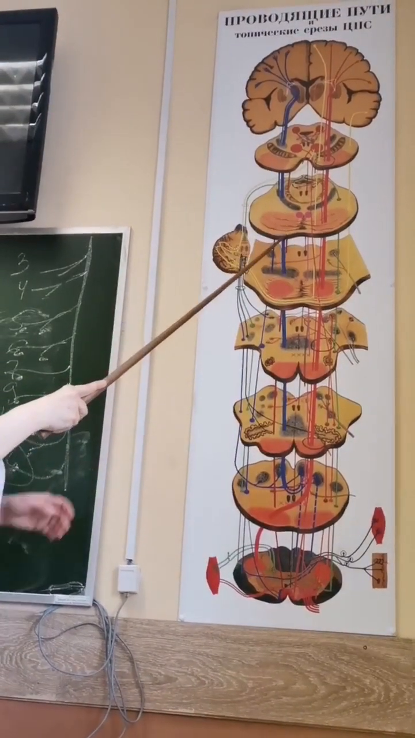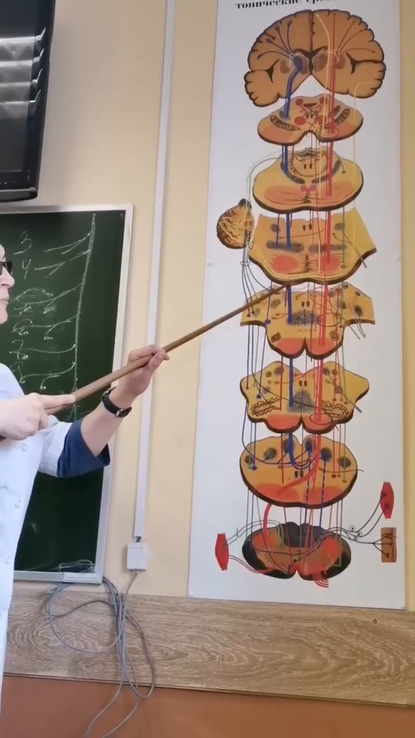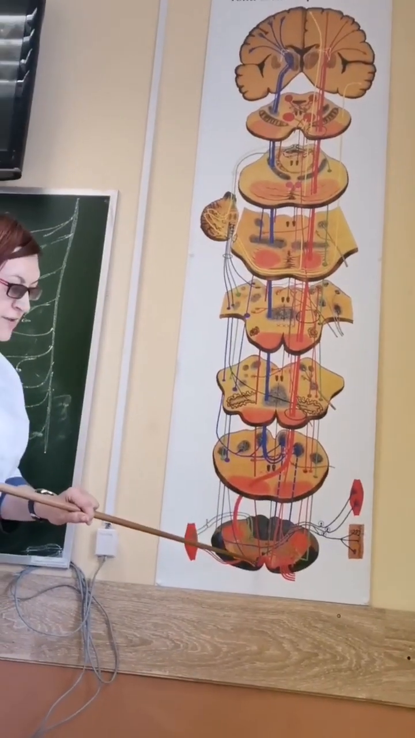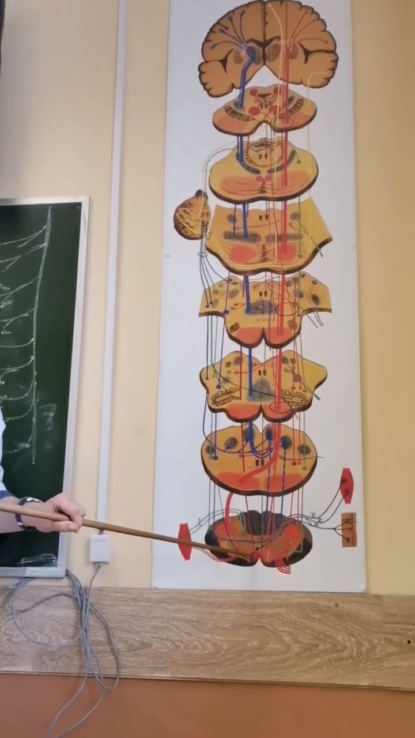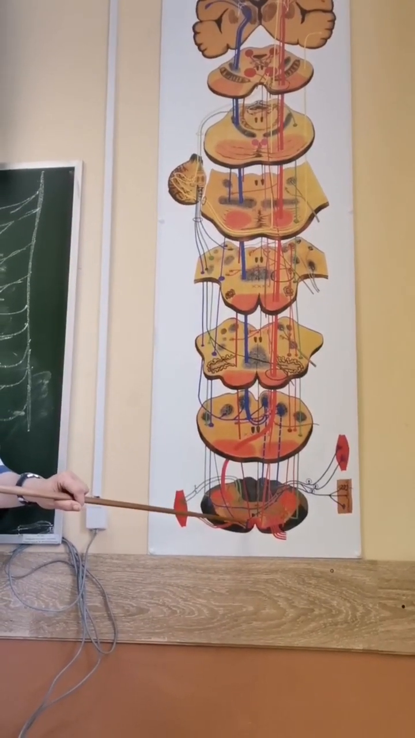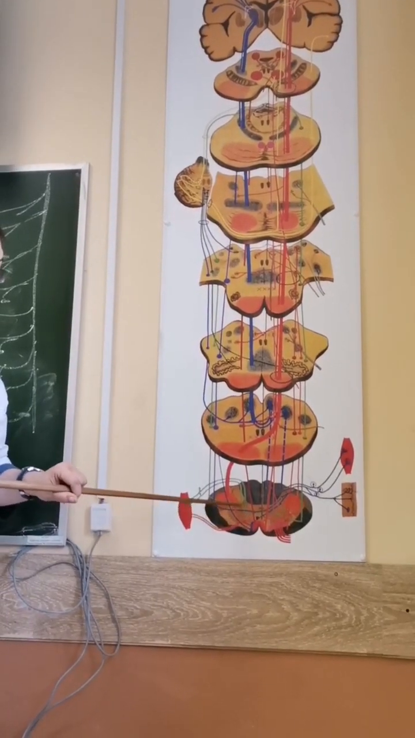This tract passes through the pons, medulla oblongata, and reaches the anterior funiculus of the spinal cord, and the axons go laterally and reach the anterior horn.